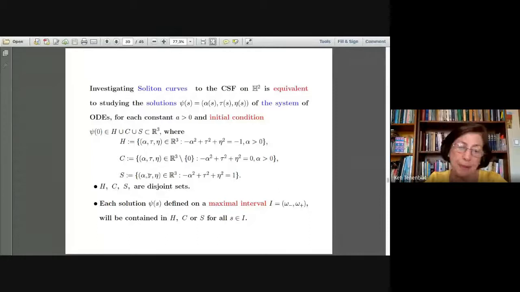So what you have to do is just work out the solutions of the different ODE with one initial condition in one of those sets. And each solution is defined on a maximal interval that we are going to denote by omega minus and omega plus, being the extremes of this maximal interval. And whatever is the case, if you start with an initial condition in one of those sets, psi of s will be in the same set for all s.